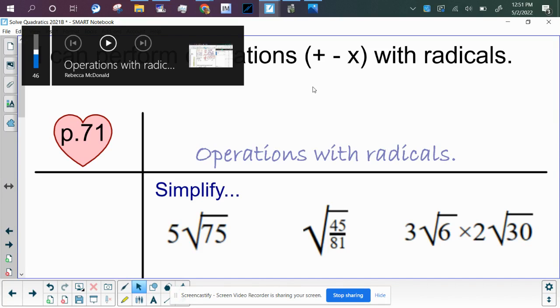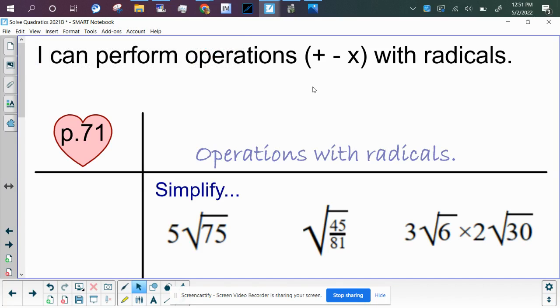So the first thing that we're going to do is open up our notebooks to page 71, and write operations with radicals at the top. This should be right next to page 70, which has our list of all of our perfect squares on it. If you don't have that list of perfect squares, those are the notes we took yesterday. So you're going to want to go to hashtag 231 in the Google Classroom to get that list of perfect squares. And we are on page 71, writing operations with radicals at the top of the page.